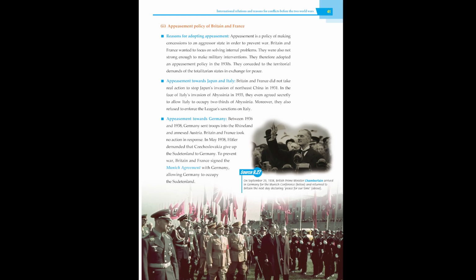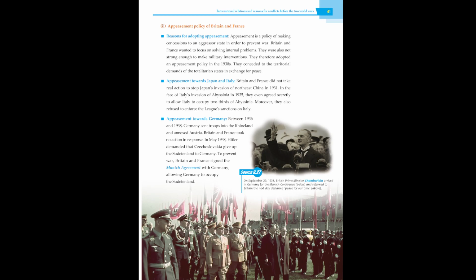Appeasement towards Japan and Italy. Britain and France did not take real action to stop Japan's invasion of northeast China in 1931. In the face of Italy's invasion of Abyssinia in 1935, they even agreed secretly to allow Italy to occupy 2/3 of Abyssinia. Moreover, they also refused to enforce the League's sanctions on Italy.